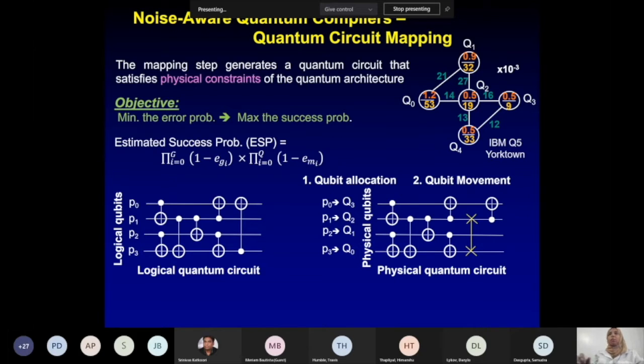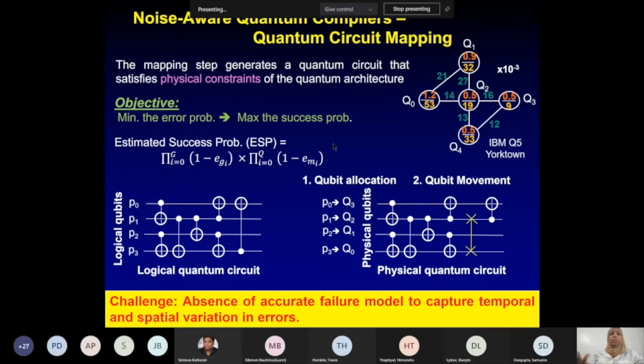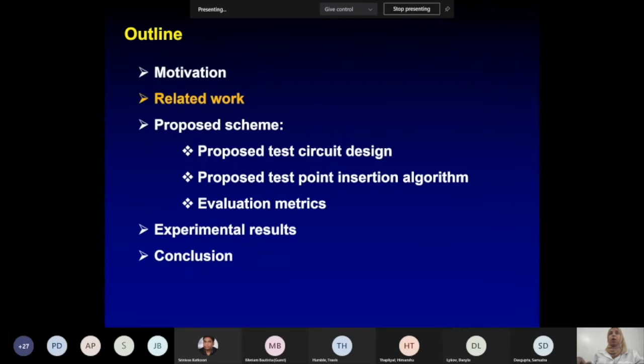We may use a very simplified success model during the compilation, such as the estimated success probability. However, we still have the main challenge, which is the absence of an accurate failure model to capture temporal and spatial variation in the circuit error rates. And because of that, many people have been looking into how to accurately characterize the error rates of the hardware. So for the interest of time, I'm just going to look into some of these approaches that are more interested in characterizing the error rates of a given quantum circuit instead of the entire quantum hardware.